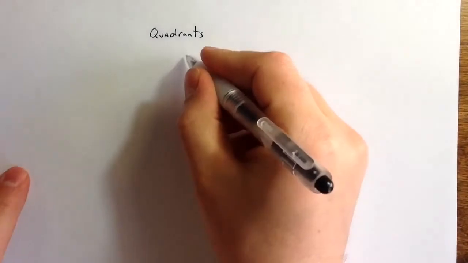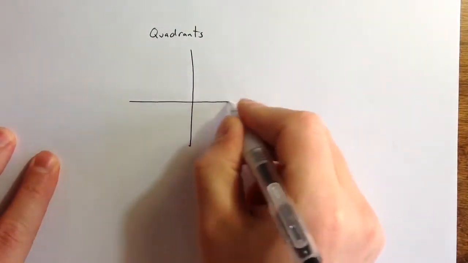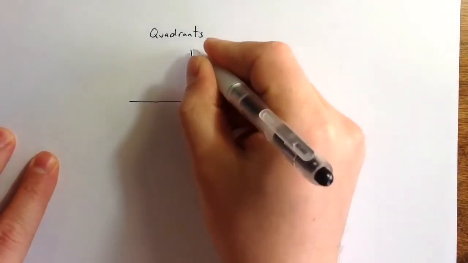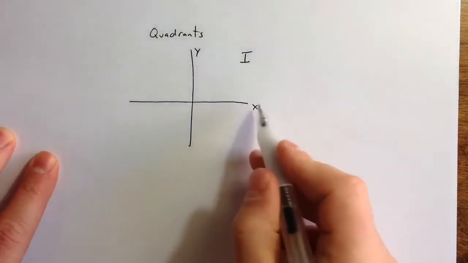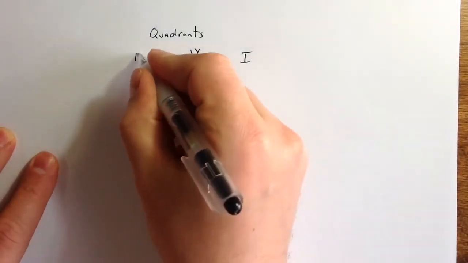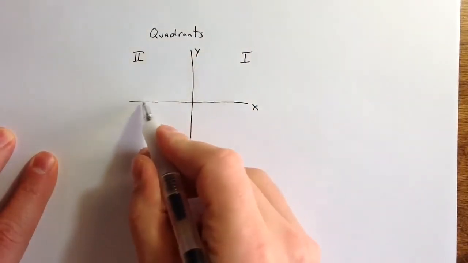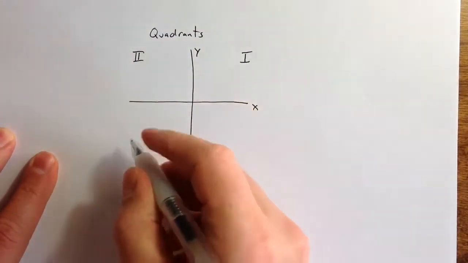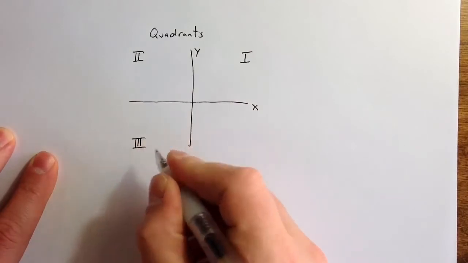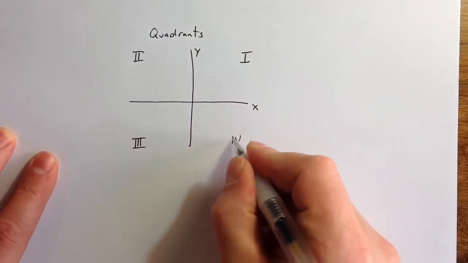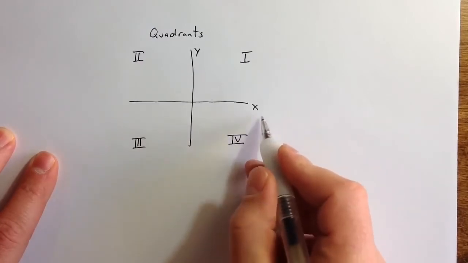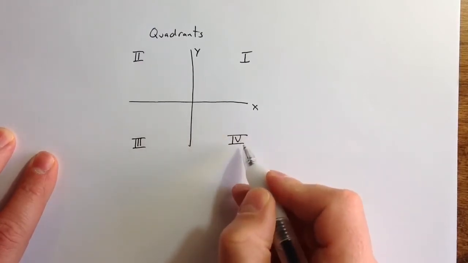A quick note on quadrants in a coordinate plane. The first quadrant is where x and y are both positive. The second quadrant is where x is negative but y is positive. The third quadrant is where both x and y are negative. And the fourth quadrant is where x is positive but y is negative.